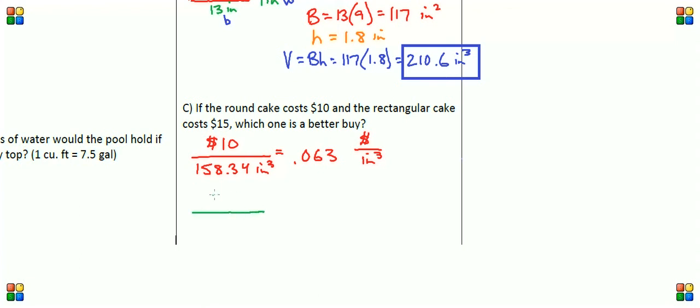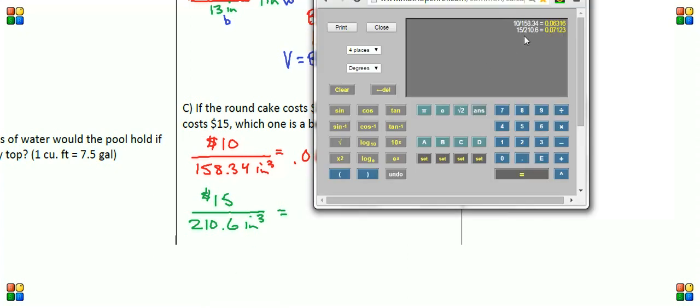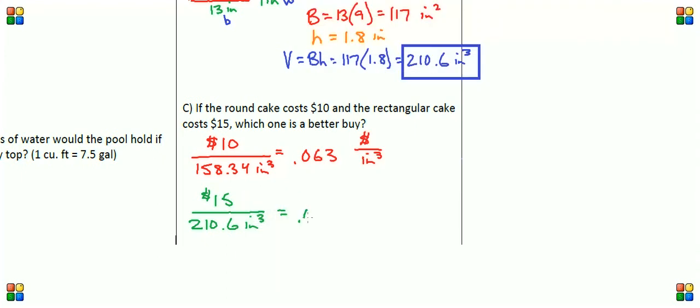The rectangular cake is going to cost us $15, and we've got 210.6 cubic inches. We're going to go ahead and divide that out. Let's take a look at our calculator. 15 divided by 210.6 is 0.071. So we've got $0.071 per cubic inch.